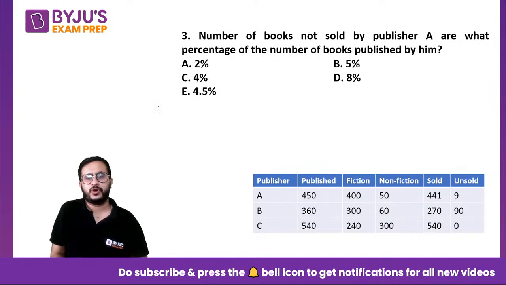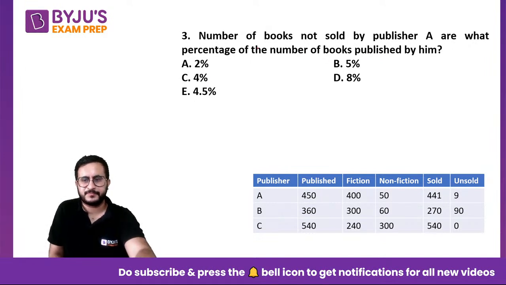Number of books not sold by publisher A are what percentage of the number of books published by him? Books not sold by A. Not sold by A is 9 and published is 450, right? So 9 out of 450 is 2%. 1% is 4.5, 2% is 9.